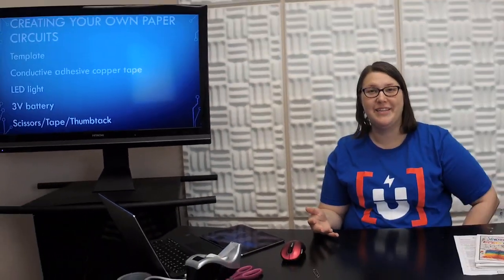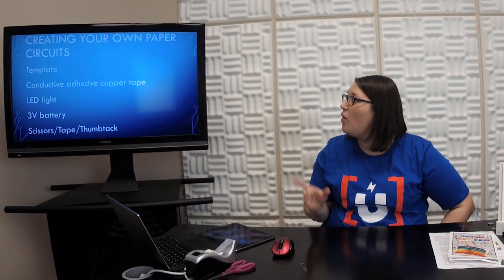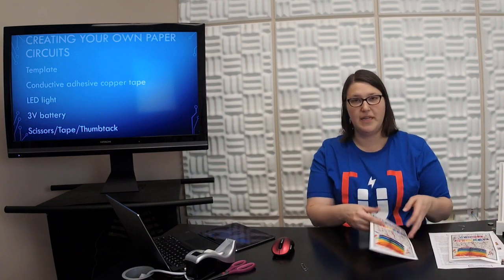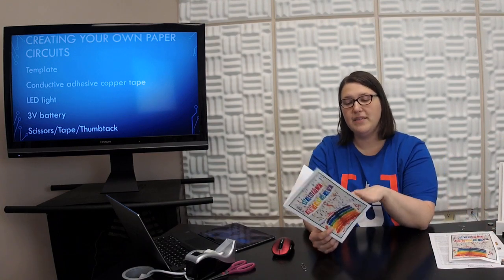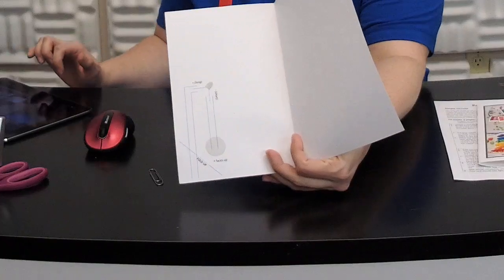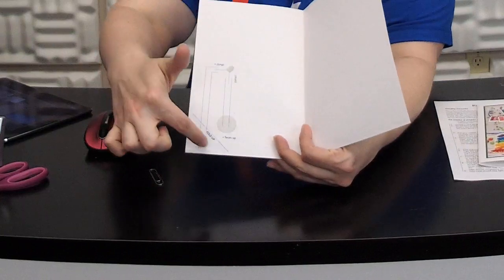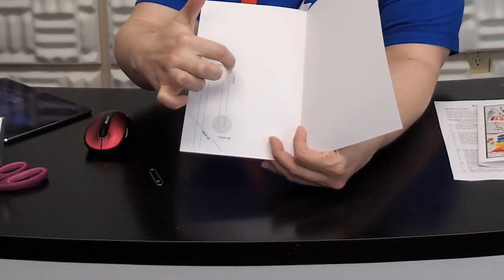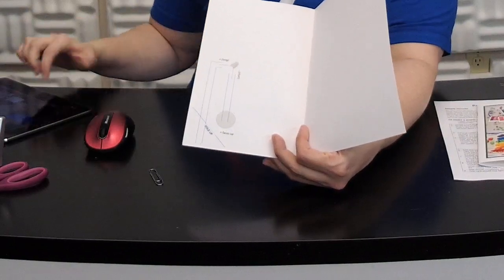All right, so what are we going to need to build our paper circuits? Well, we're going to need the template. That's the card. Today we're going to do the happy birthday card. And on the back of this card, we've actually drawn in a template for you to show you where to place the battery, where to put the copper wire, and where the LED bulb should go.